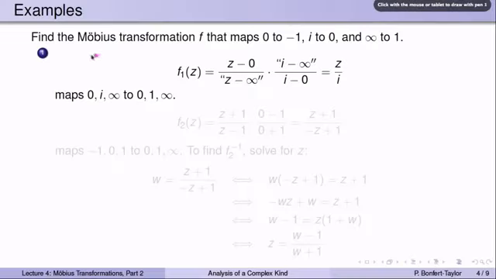Let's look at an example. Suppose we wanted to find the Möbius transformation that maps 0 to -1, i to 0, and infinity to 1. So in other words, this is our z1, this is our w1, this is z2, this is w2, and this is z3 and w3. I want to show you two different ways of getting there.